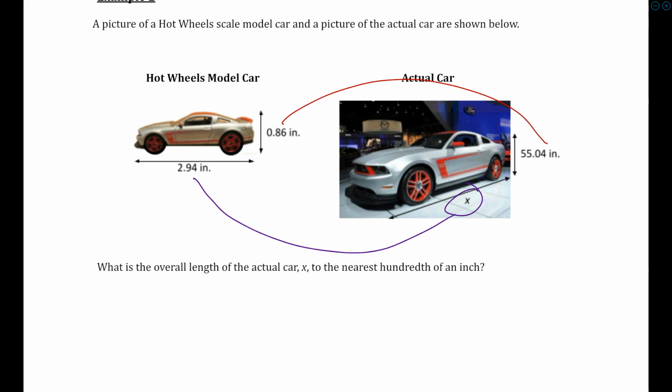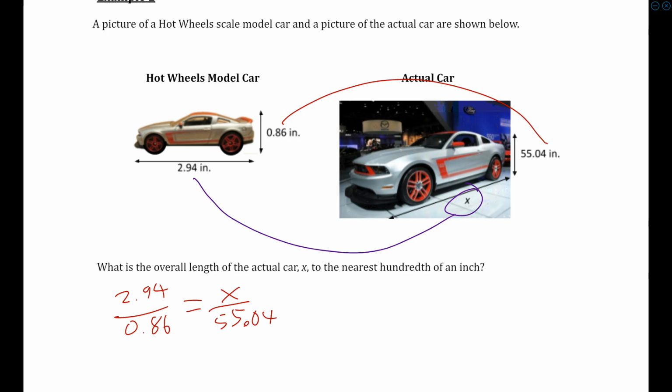Or if I said, okay, this one, 2.94 divided by 0.86, that's the stuff in the model car. The relationship between those must be the same as the relationship between x and 55.04. Now, being frank here, I usually like to look for some simple multiple that relates them. I don't know what relates 0.86 and 55.04 very easily. Sorry, my mental math isn't that strong.